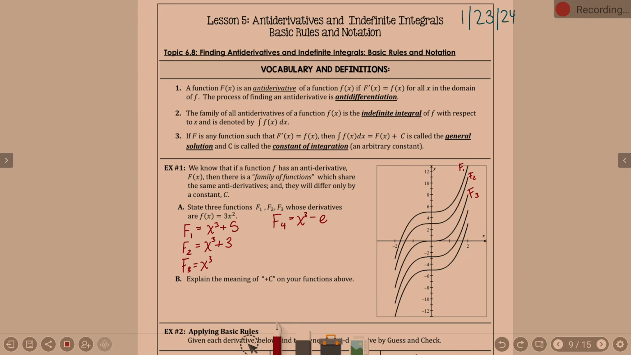No. Technically, it just says state three functions whose derivatives are 3x squared. So we could go on all day. What's the other one shown here? x cubed minus 5. Okay, explain the meaning of plus c on your functions above. It's your translation, isn't it? That plus c is your translation up or down.